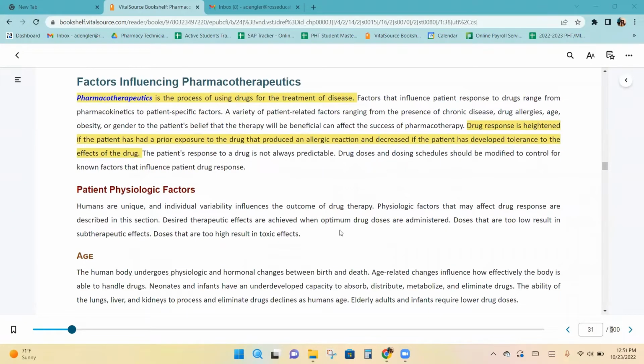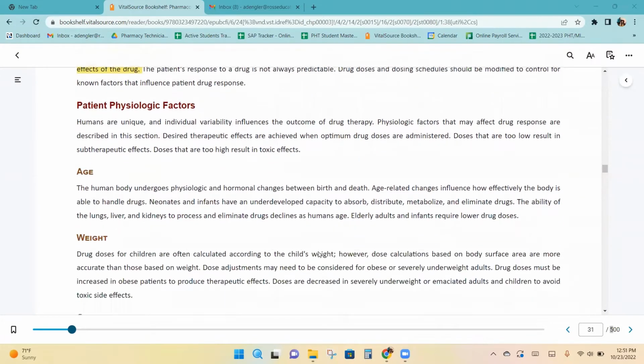Pharmacotherapeutics is the process of using drugs for the treatment of disease. Drug response is heightened if the patient has had a prior exposure to the drug that produced an allergic reaction, and decreased if the patient has developed tolerance to the effects of the drug. Humans are unique, and individual variability influences the outcome of drug therapy.